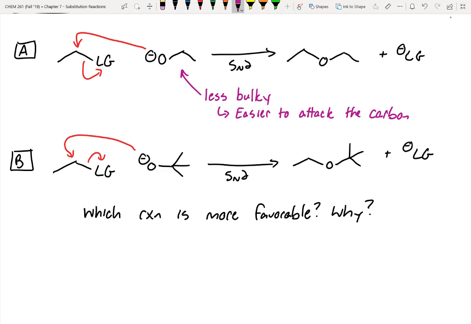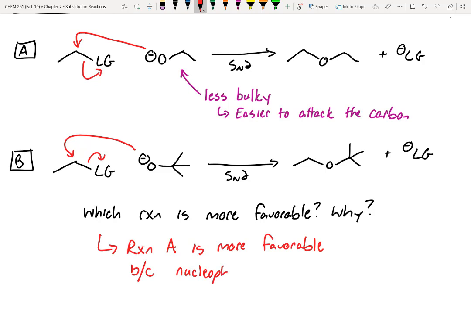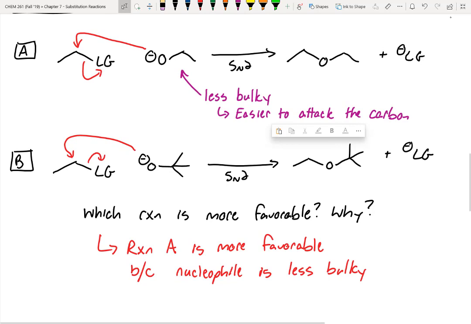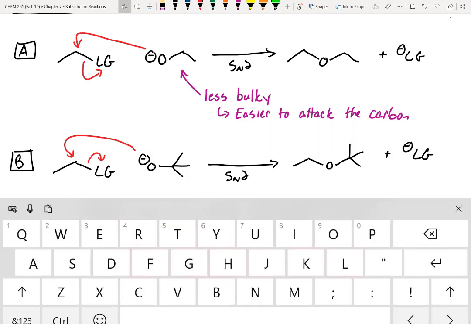All right, so in this case, I think we've got a really good claim that reaction A is faster, or I should say is more favorable, because the nucleophile is less bulky. So there's two main things we have to look at with nucleophiles, right? Down here we said stability isn't the full story. We also have to take into account how sterically bulky something is as well. So typically a good nucleophile is two things.